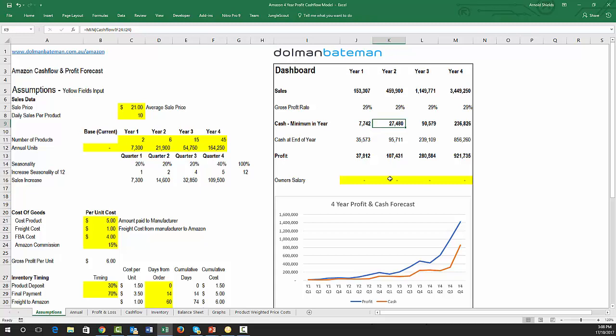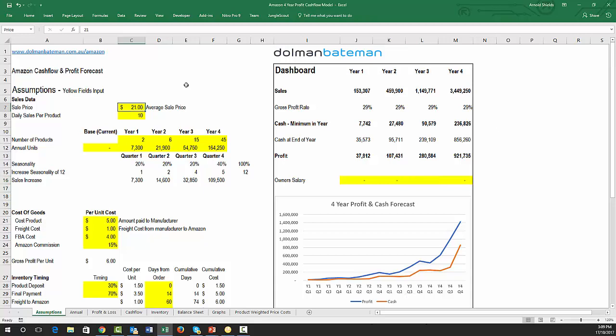And then we've got an option here enabling us to make an assumption about how much we're going to draw out of the business each year. So in this first instance, we've got nothing there. But later on, we could say, okay, we're going to take $50,000 out, and it will show you the effect on your cash flow. And then we've got a simple graph here, and what we're looking at is, well, does it go below zero?